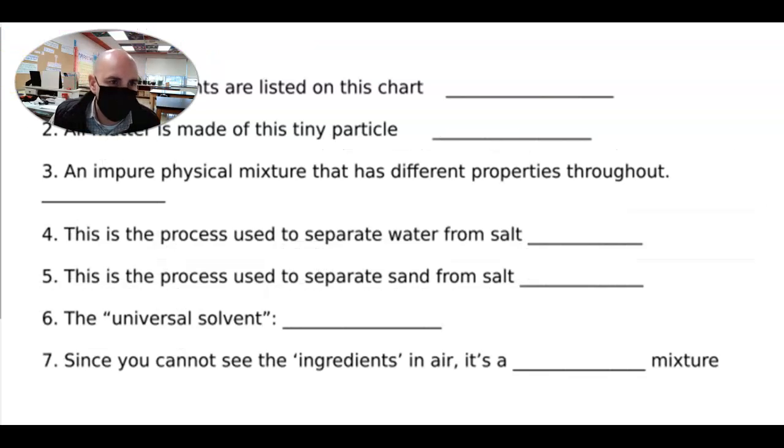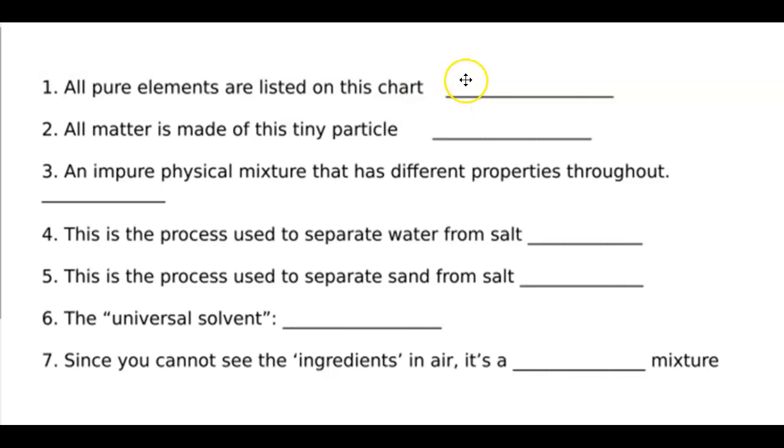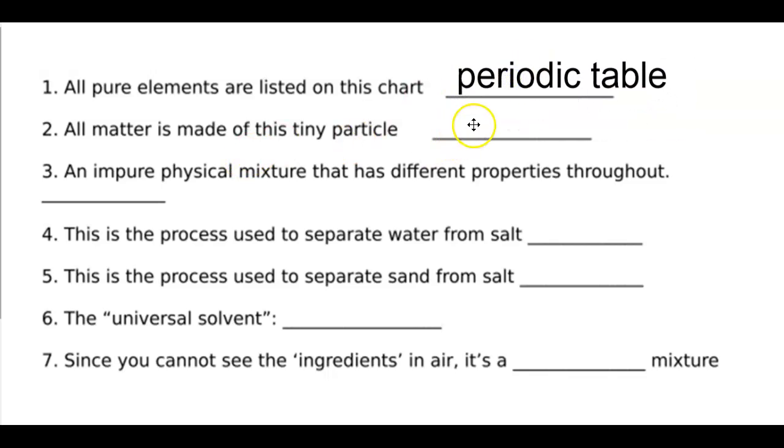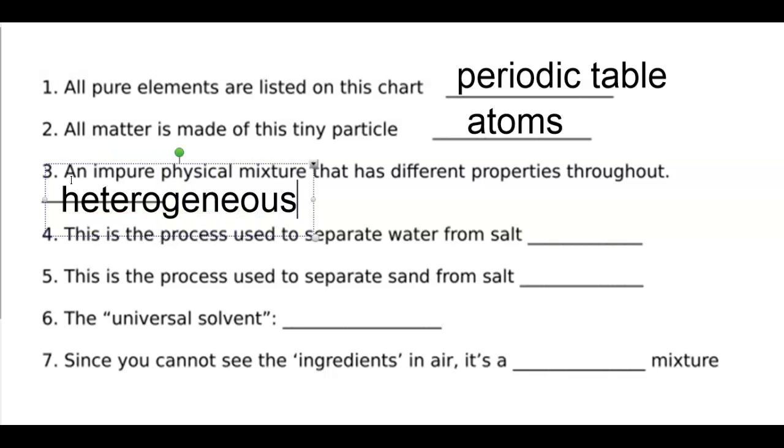All pure elements are listed on this chart. This chart is called the periodic table of the elements. All matter is made of these tiny particles called atoms. An impure mixture that has different properties throughout. Different properties meaning that you can see them is a heterogeneous mixture.